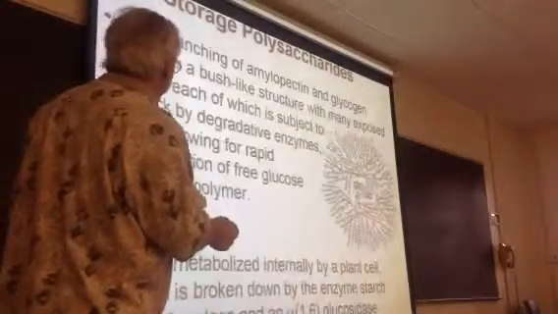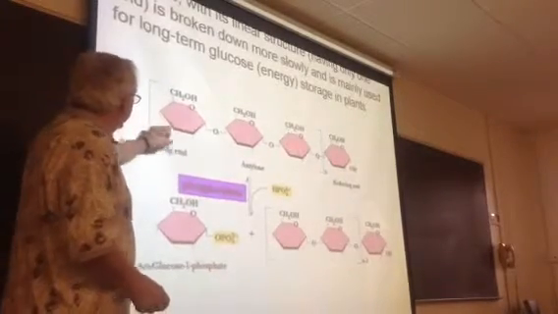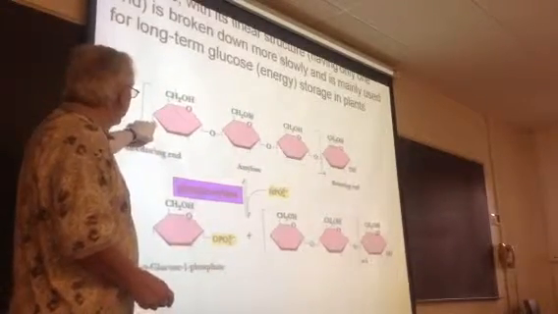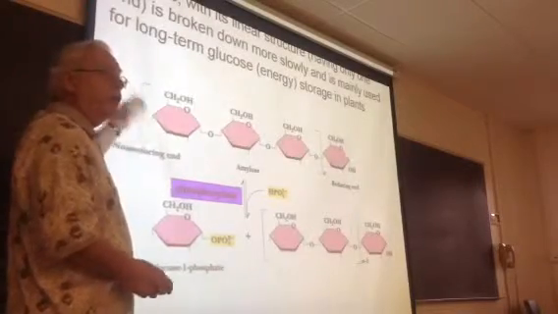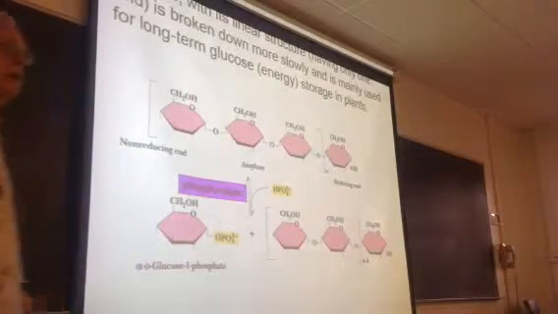And these are the points where it's not attached to anything. At the very end of those chains, there would be an OH here and no other glucose. That's where the hydrolysis enzyme comes in and attacks.